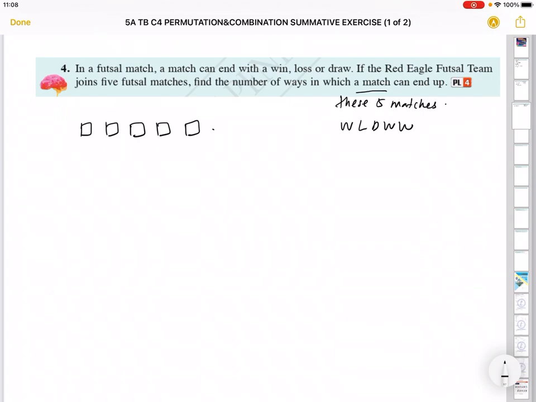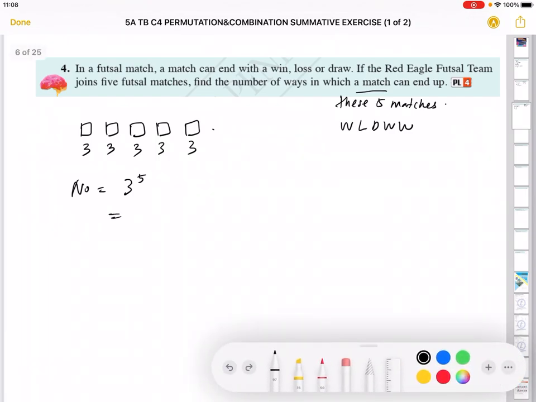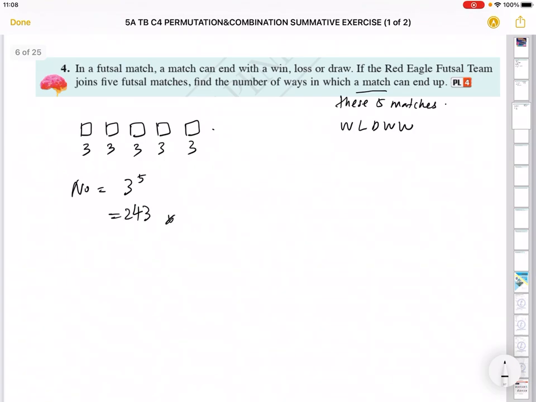So there are 3 ways for the first one. The second match also 3 ways. Third one 3, 3, and 3. They are always 3, right? So the number of ways is 3 to the power of 5. Answer is 243. Yeah, you don't reduce by 1, because it's like we win the first match, you can still win the next match, right? So it does not reduce by 1.